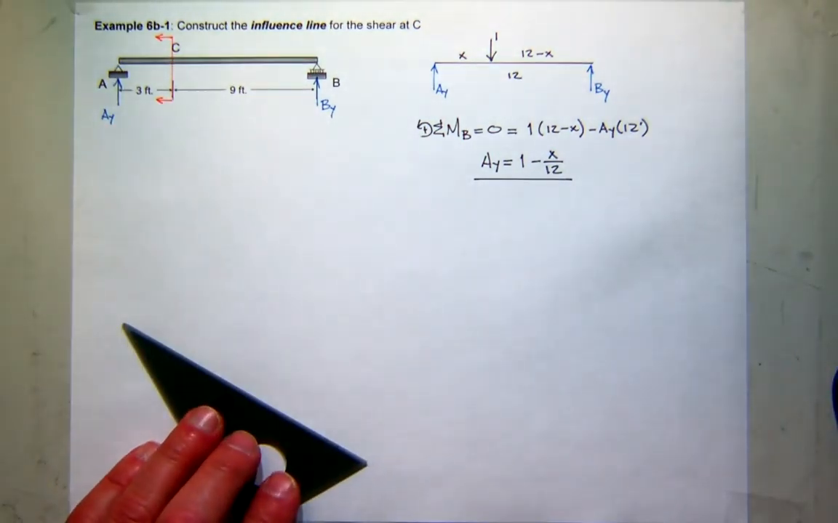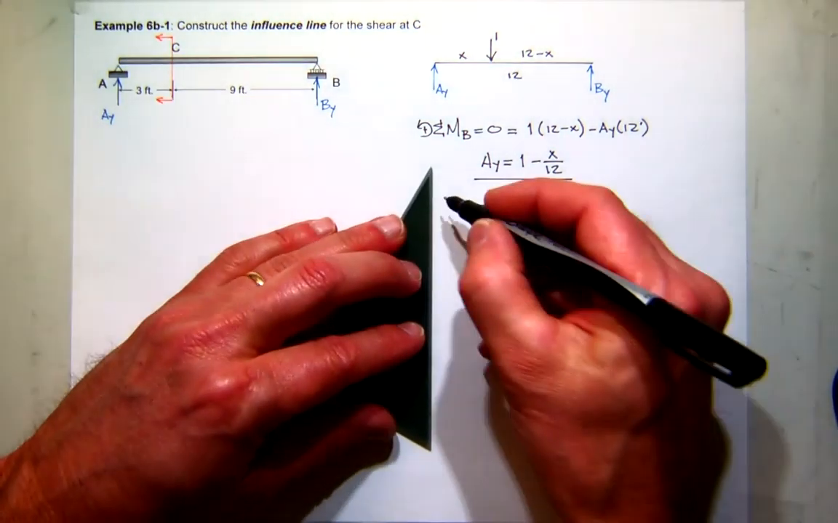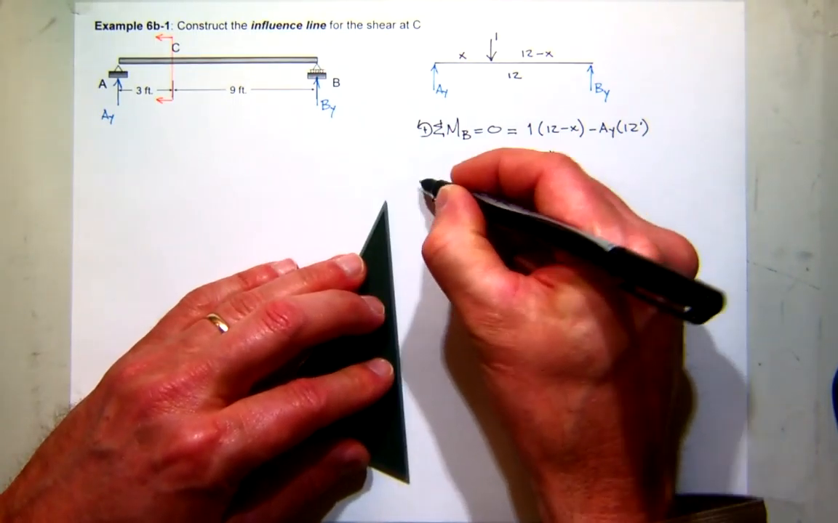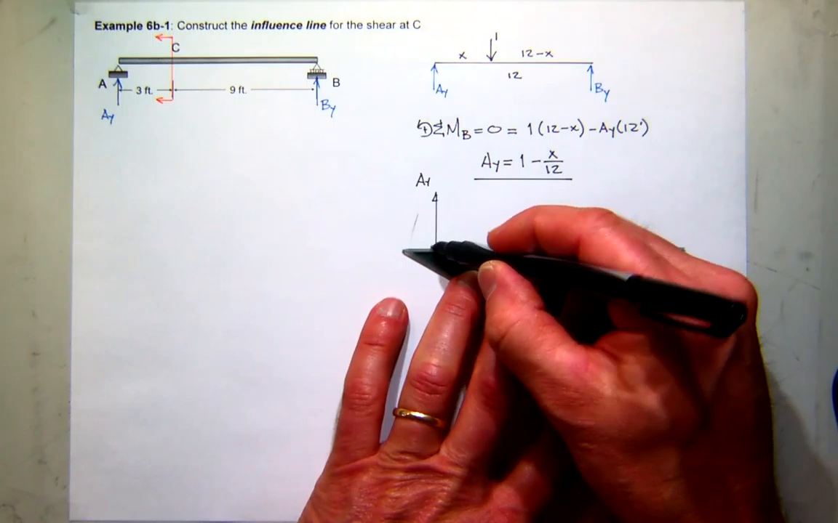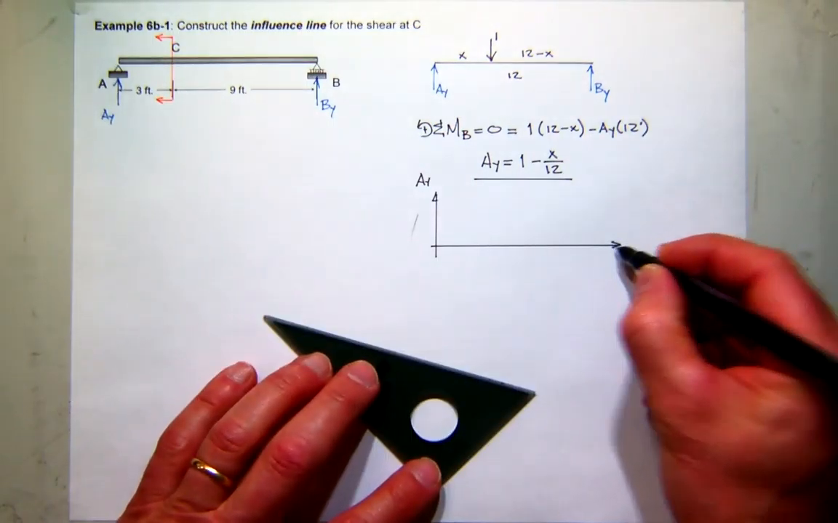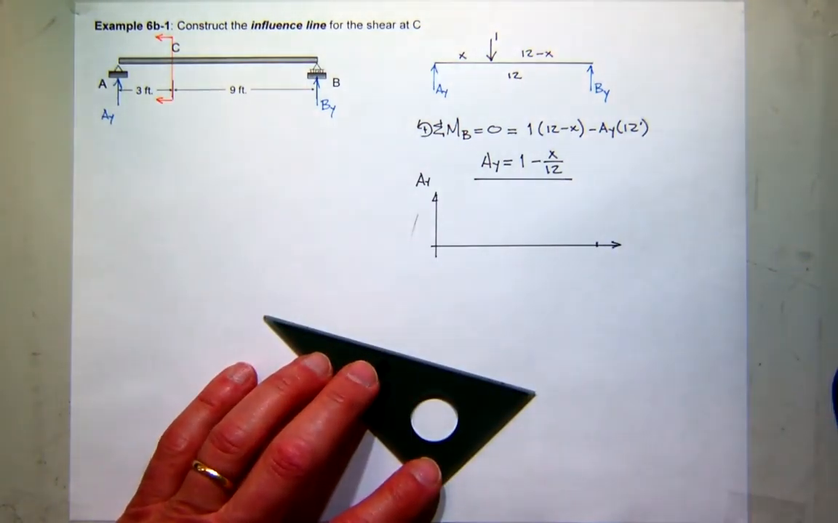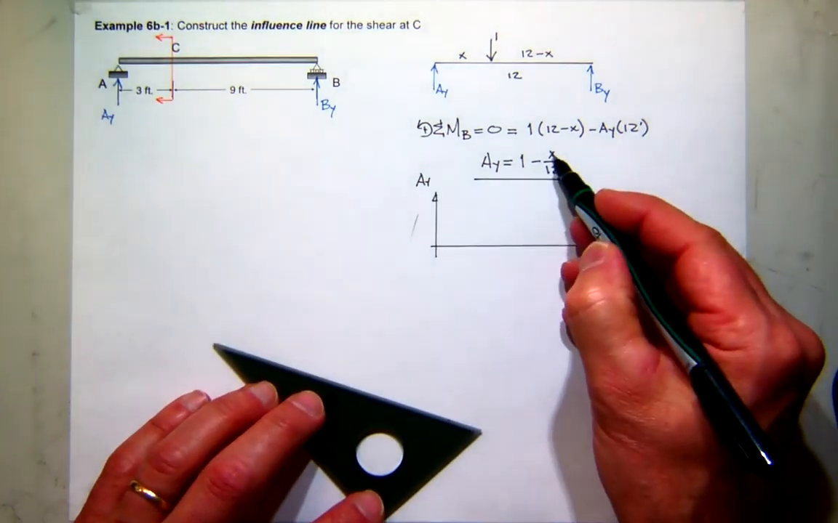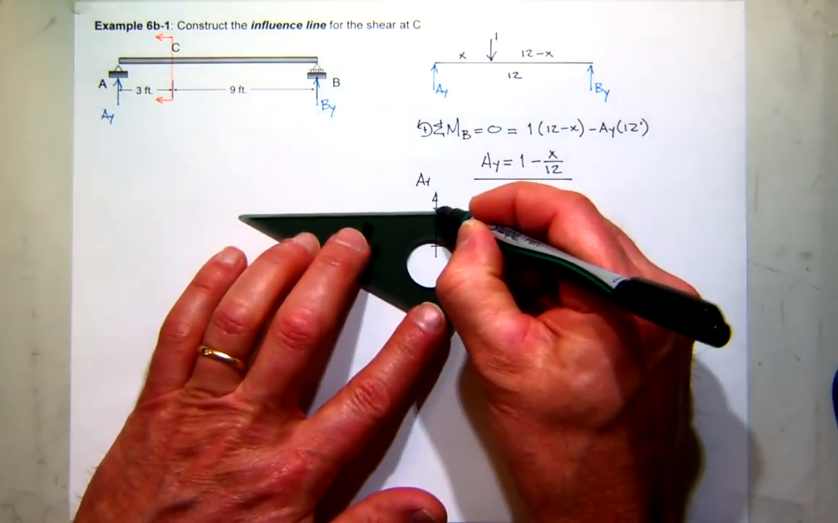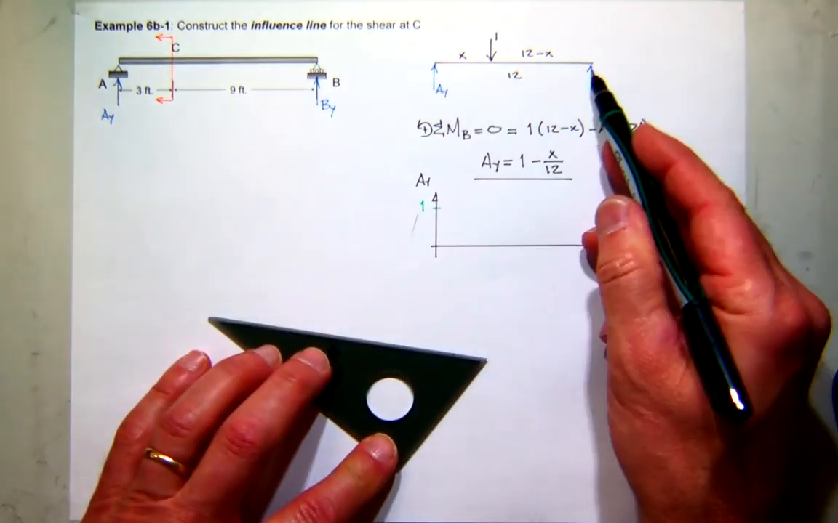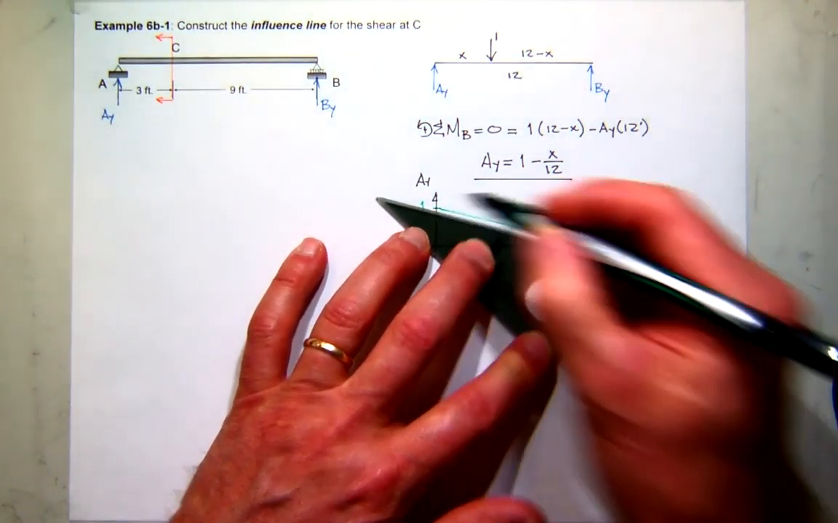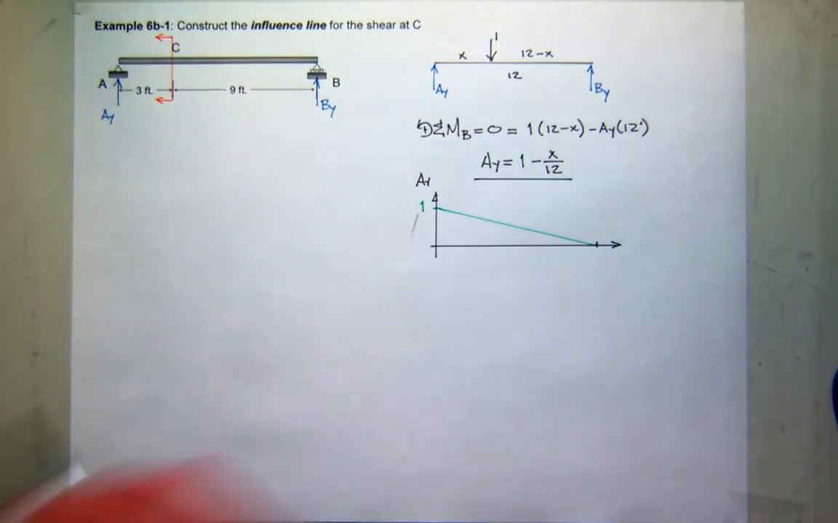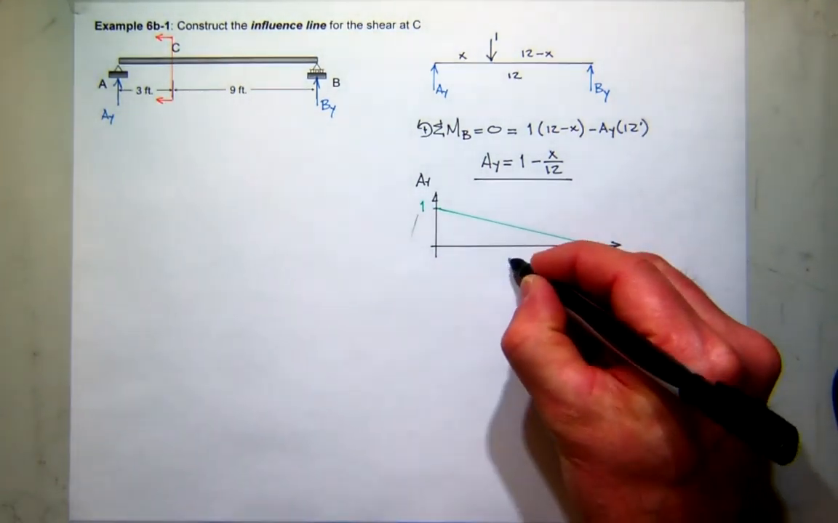Okay? Even though that's not the part that we need, I'm going to go ahead and plot that just so you can see it. So there's AY as a function of X. So when I put in X equals 0, I get 1. I put in X equal 12, I get 0. And it's linear. So that's what my influence line for AY looks like. Any questions about that one?